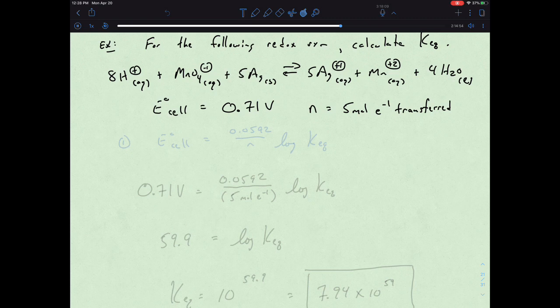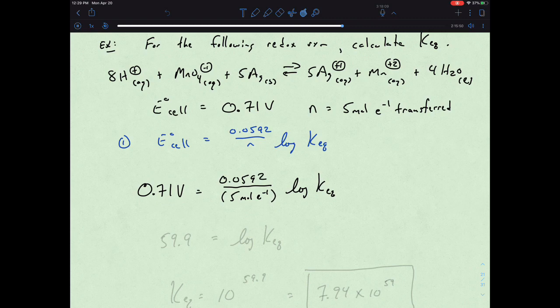So from that, we can now get at our K. Where we have our 0.0592 over N times the log of our equilibrium constant. So we've done this work already. Our cell potential we got from the half reactions, deciding oxidation numbers and balancing half reactions and looking them up. We then combined the half reactions with moles of electrons transferred. So we figured out that it was 5 moles of electrons that were transferred. And now we're solving for the equilibrium constant for that particular process.